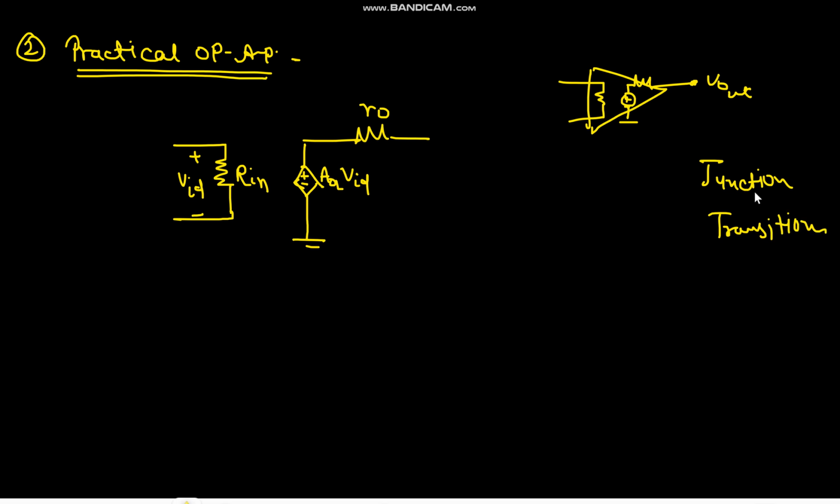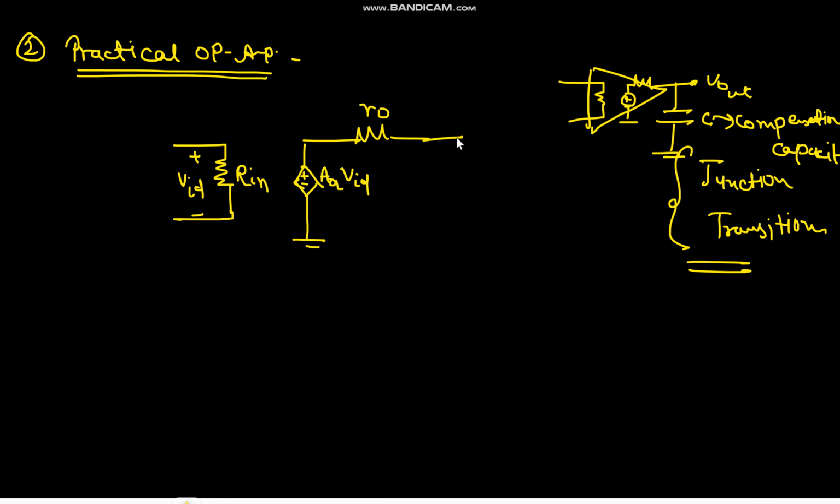Because of these two capacitances, we can assume one capacitance at the output, that we call compensation capacitance. Generally we don't draw it, but in a practical op amp we can have one capacitance at the output of the op amp. So that we call compensation capacitance. This is your V output, and here you have some compensation capacitance, which came from the junction capacitance and transition capacitance. I will simply write it C.